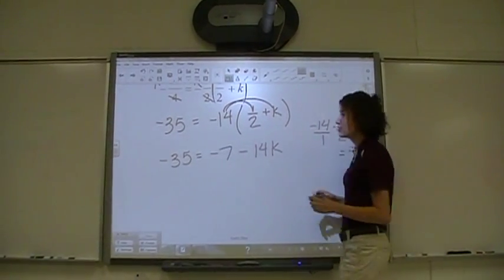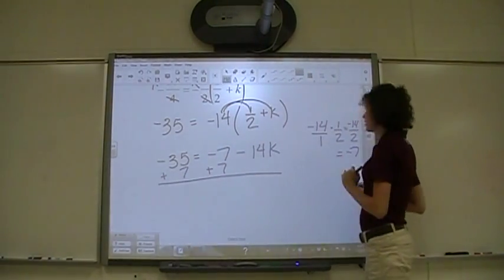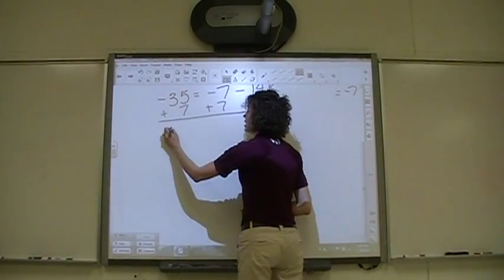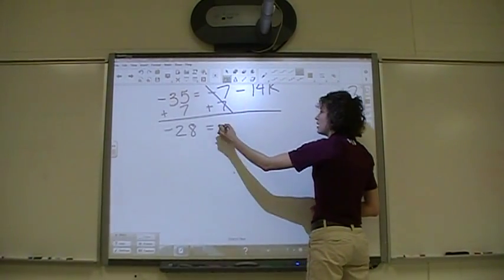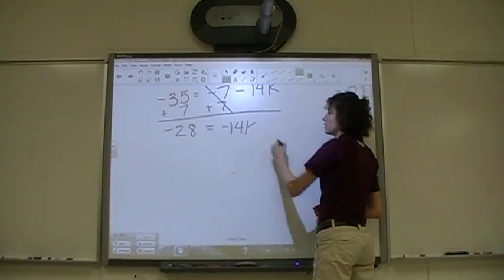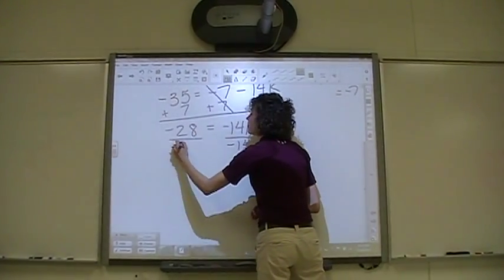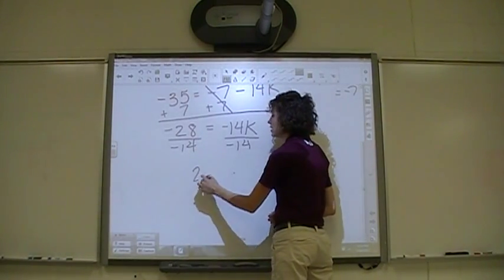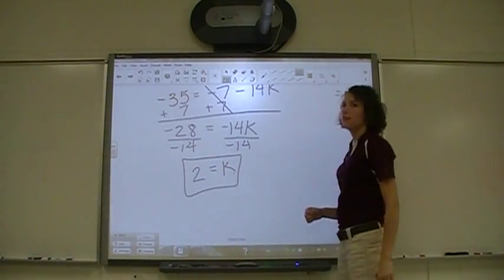Now, from there, what you want to do is just add 7 to both sides. Negative 35 plus 7 is going to give me a negative 28. My 7's cancel out, bring down your equal sign, and you have negative 14k. Then finally, just divide by negative 14. And negative 28 divided by negative 14 gives me a positive 2, which equals k. So that is my final answer.